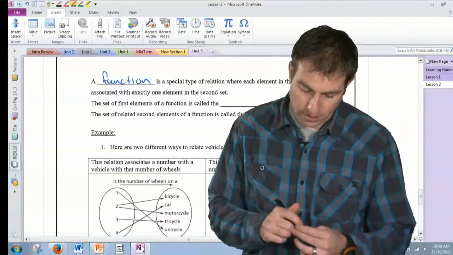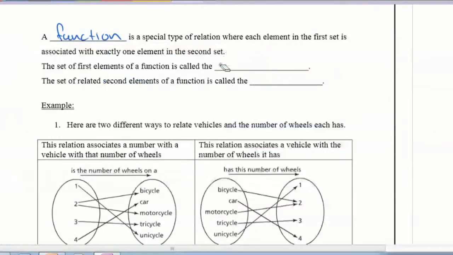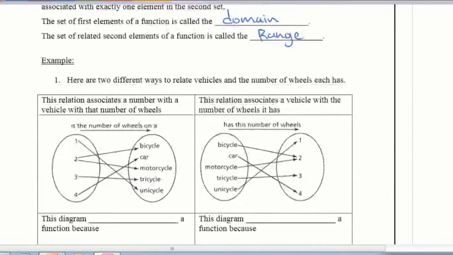So when we talk about the set of first elements, it's called the domain. And the set of second elements is called the range. So we have domain and range. Now you've seen these words pop up now and again, so we're going to talk a little bit about them.